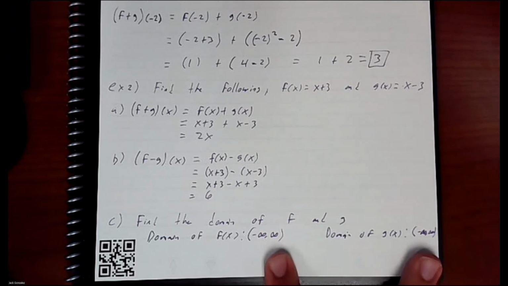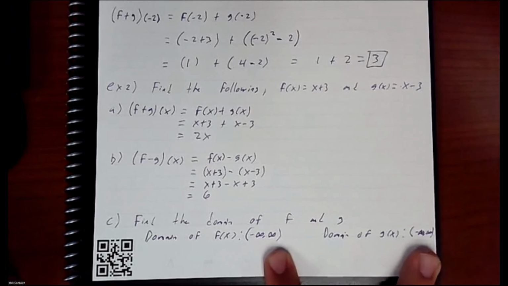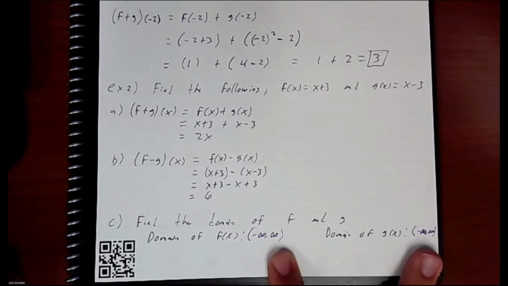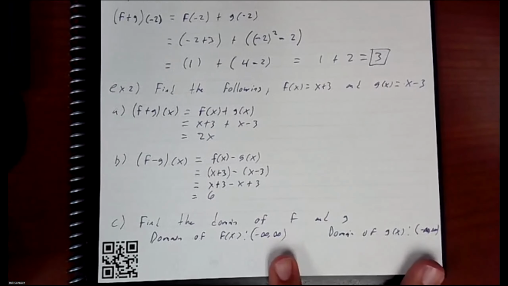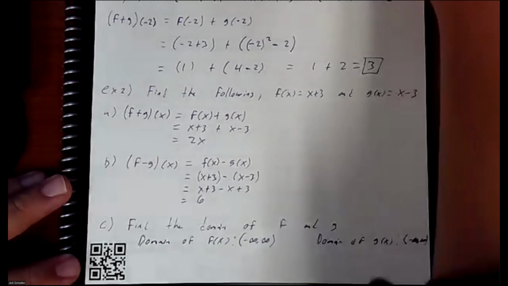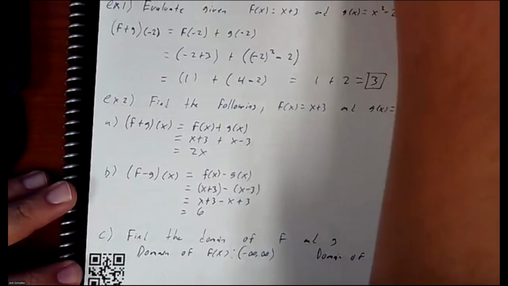So everyone agree that this is the domain for f and g. Does everyone see why that is? Because I need to understand this part for part D. So let me know if something doesn't make sense.